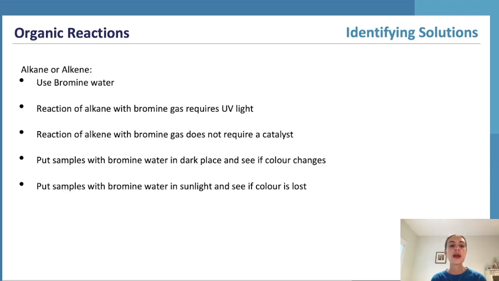And so we can put the samples of bromine water with our two samples of either the alkane or alkene, so our unknown solutions, in a dark place. And so if the color changes, we'll know that it is an alkene, and then we can put the other into sunlight, and if the color is lost, that can also show whether the reaction required UV light or whether the reaction did not require UV light.